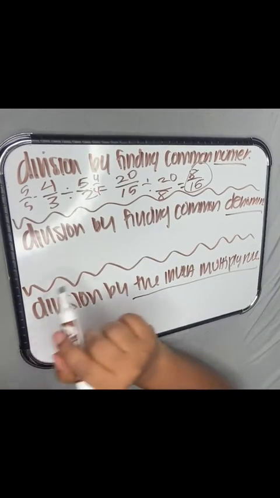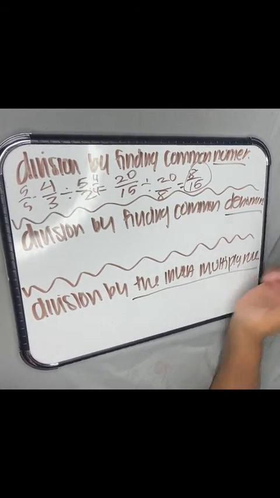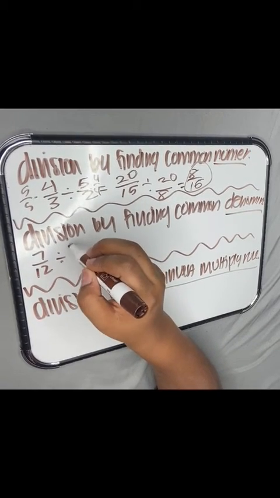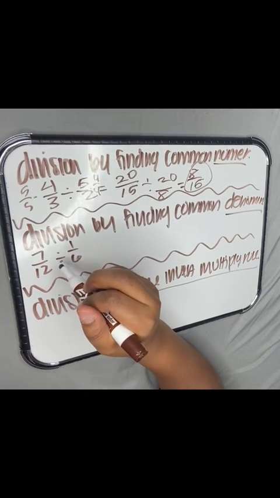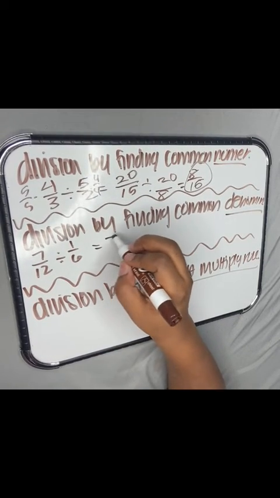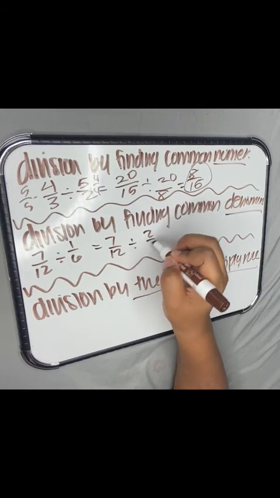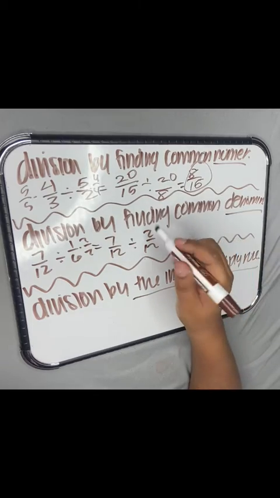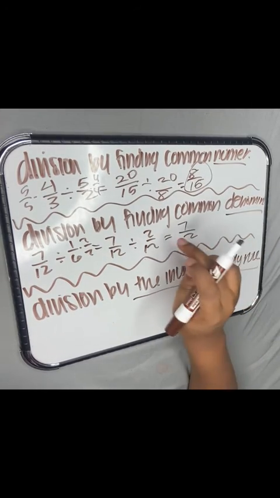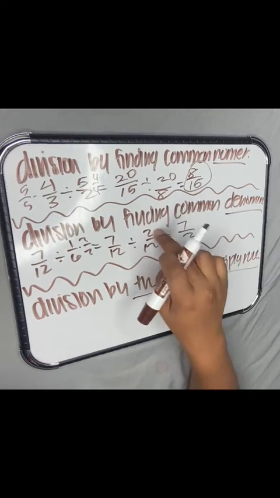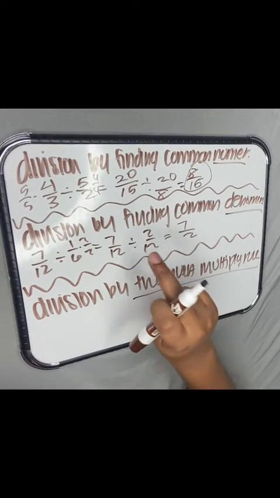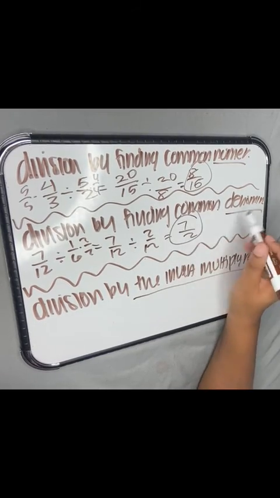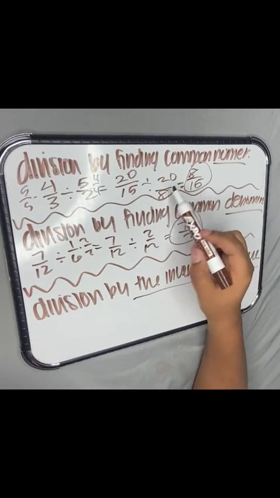So moving down to division by finding common denominators, it is the same thing. We're doing 7 over 12 divided by 1 over 6. Finding common denominators, which is 12, we have 7 over 12 divided by 2 twelfths, because we're multiplying this by 2 over 2 to get 2 twelfths. And that will leave you with 7 halves. And instead of using the second fraction as the numerator, we're using the first fraction as the numerator here. So the denominator will be from the first fraction, and the numerator will be from the second fraction.